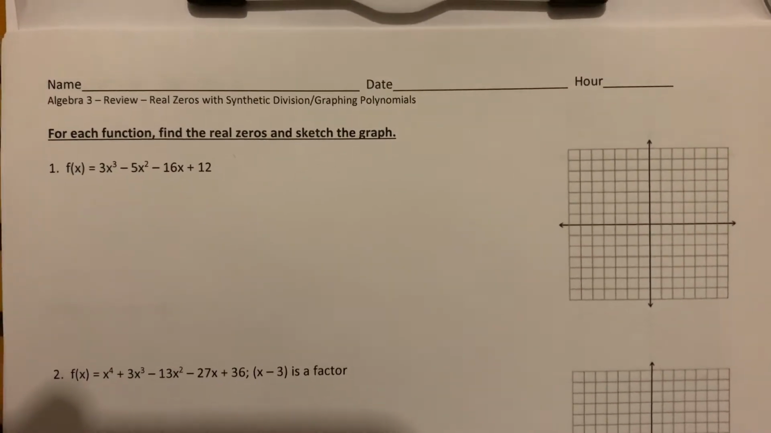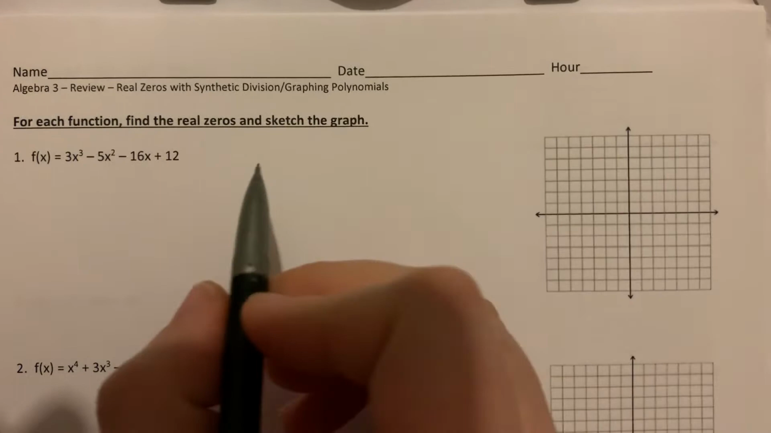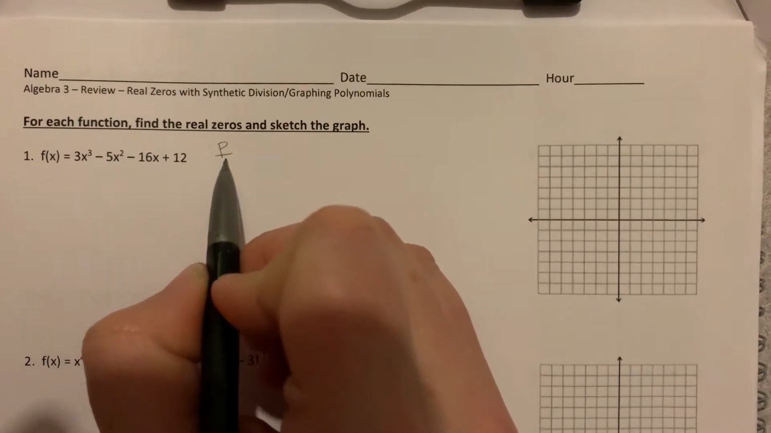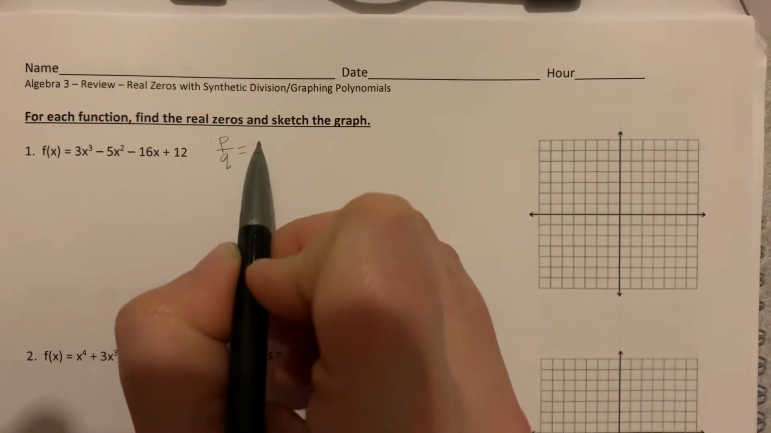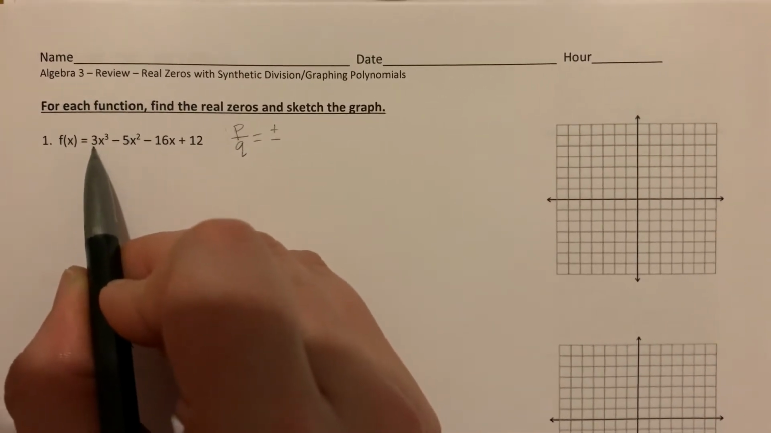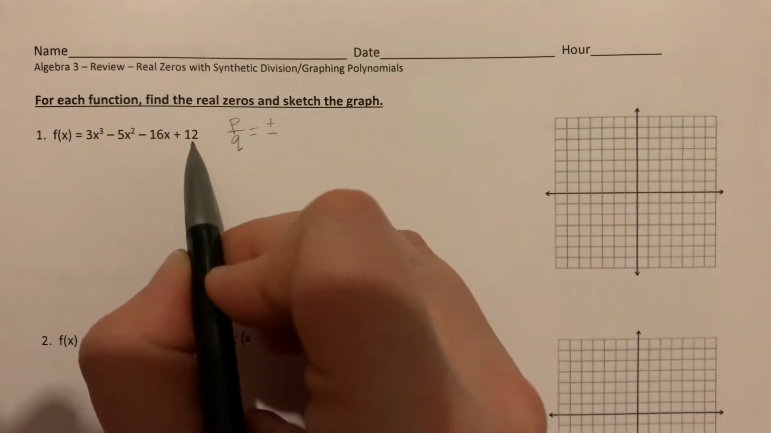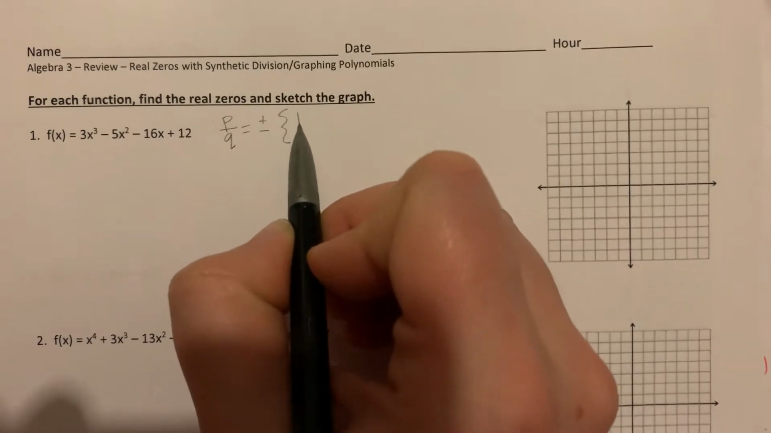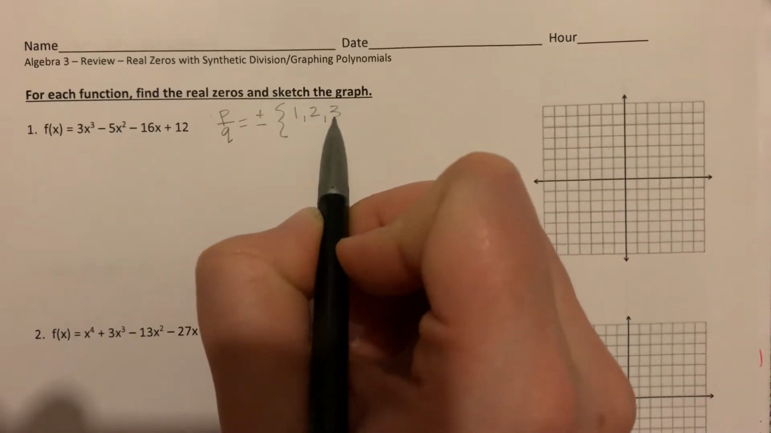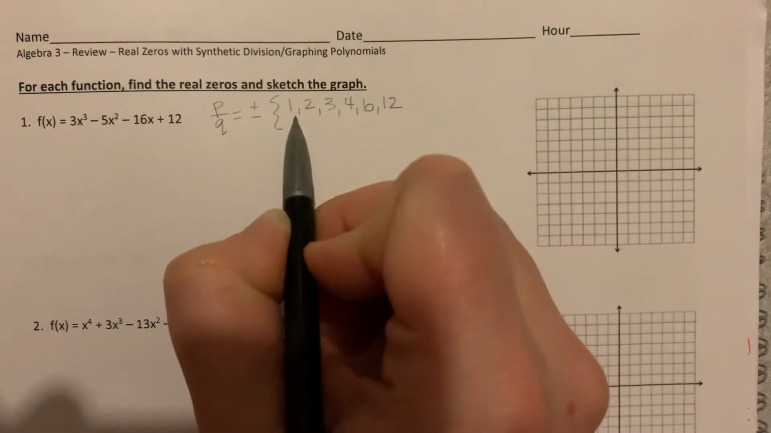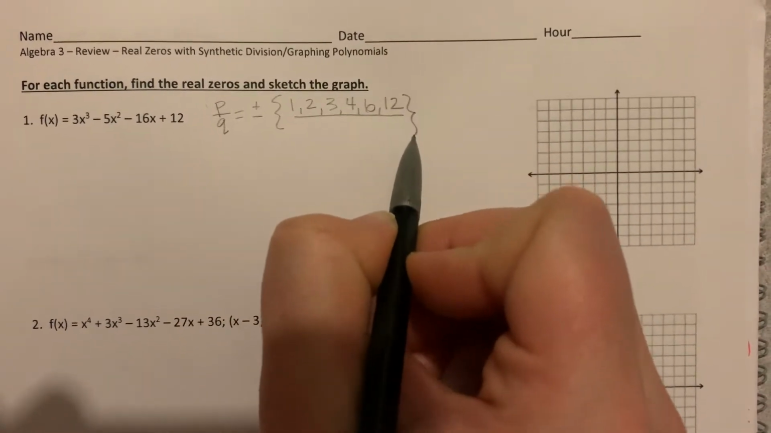To find the real zeros and sketch the graph, the first thing you need to do is figure out your P over Q. That's the factors of your constant over the factors of your leading coefficient. So for this one, my constant is 12. The factors of 12 are going to be 1, 2, 3, 4, 6, and 12, over the factors of your leading coefficient.